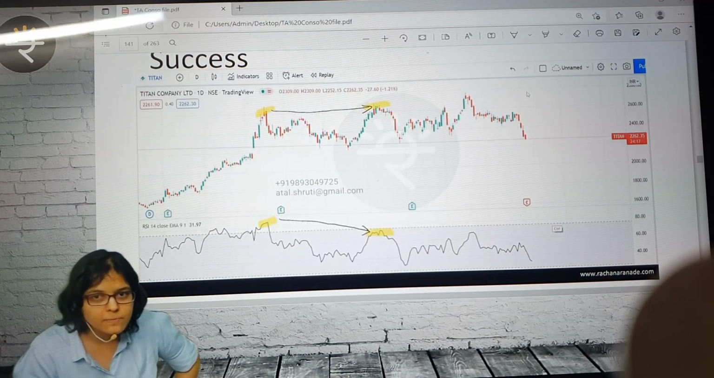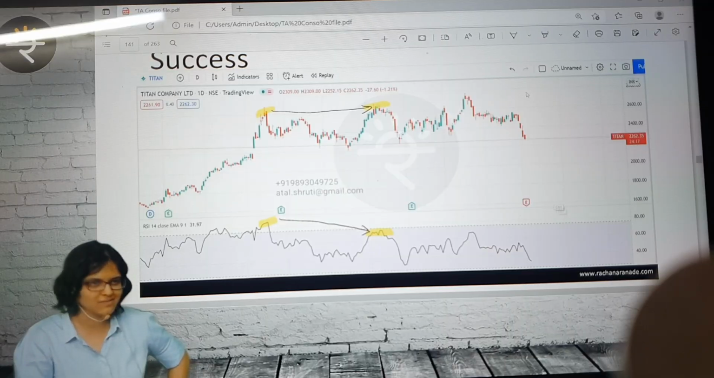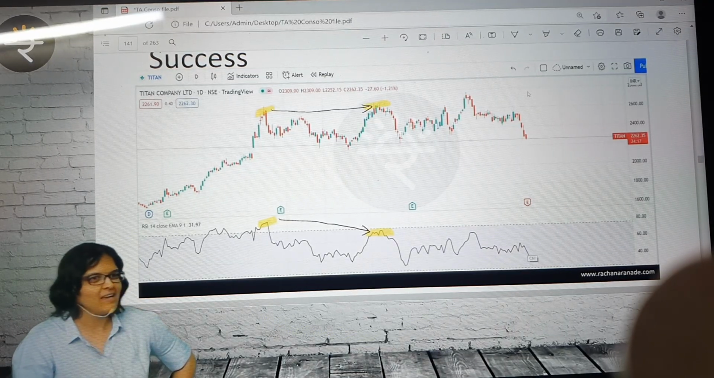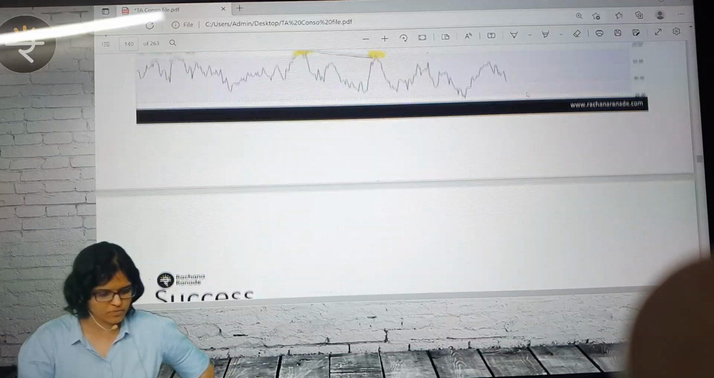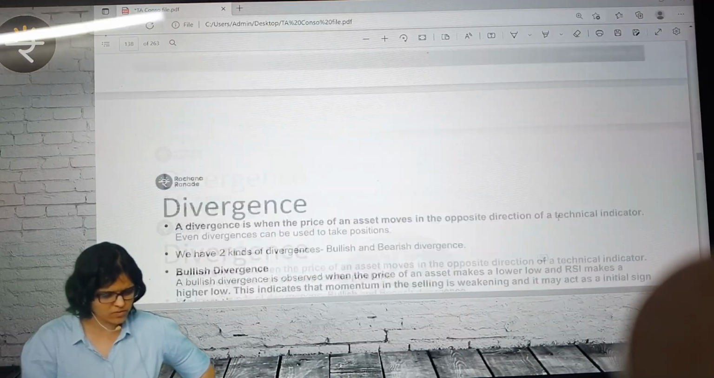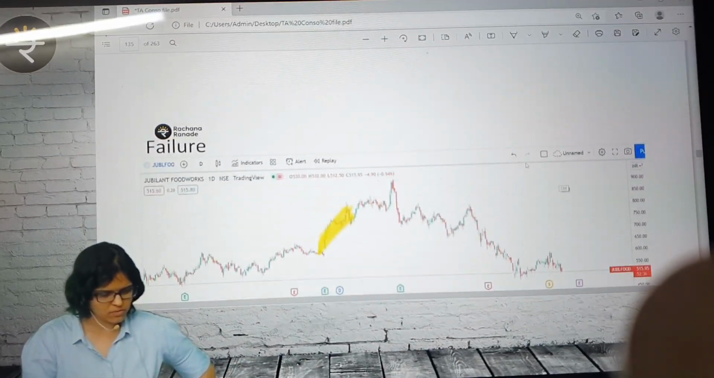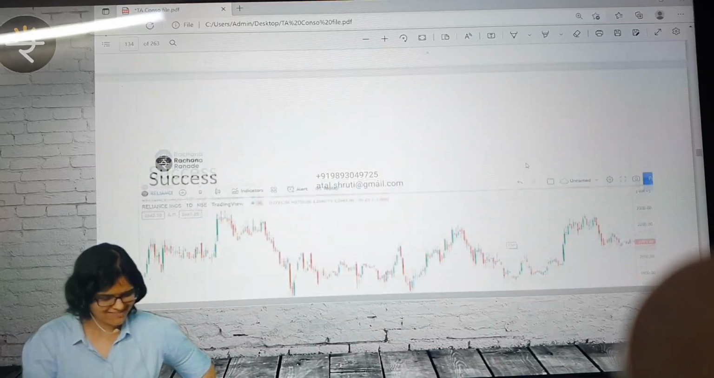Where is? Bullish divergence, bearish divergence. Yes. Have you understood this? Yes. Yes. Yes, I know. Okay, many failures. You find failures everywhere.